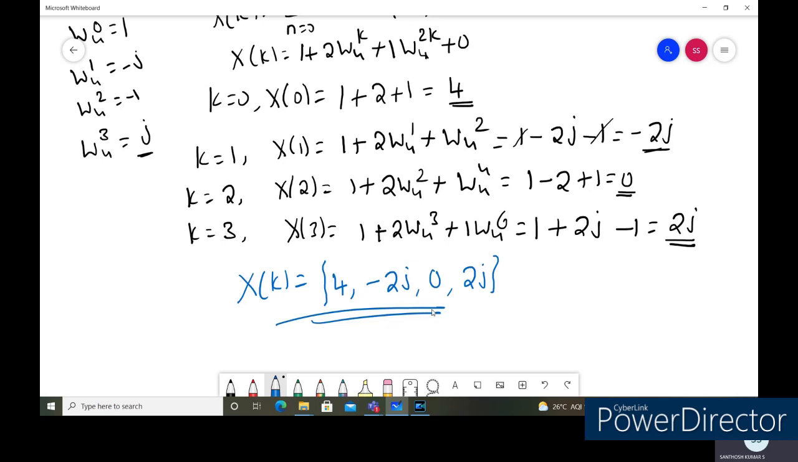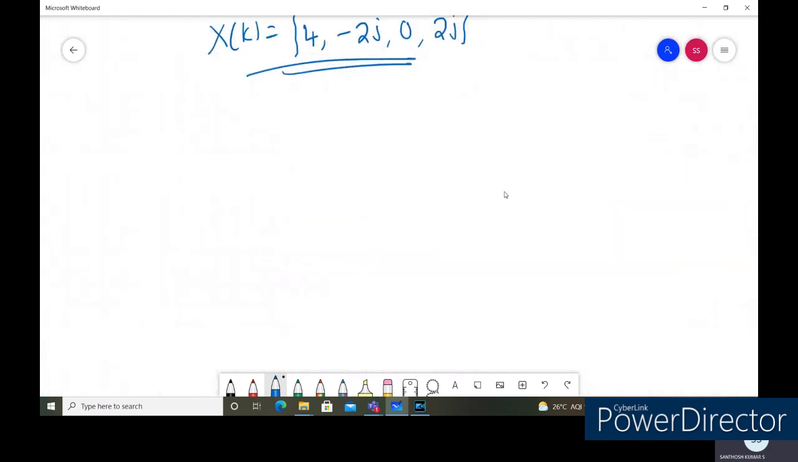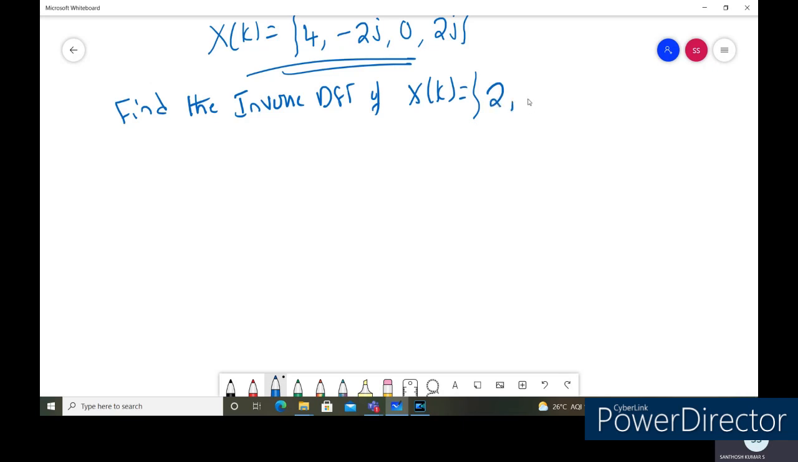Now similarly, let us find the IDFT of the sequence, that is the inverse DFT. We can find this by considering the inverse DFT formula. So let us take the problem: find the inverse DFT of X of k. X of k is given as 2, 1 plus j, 0, and 1 minus j.